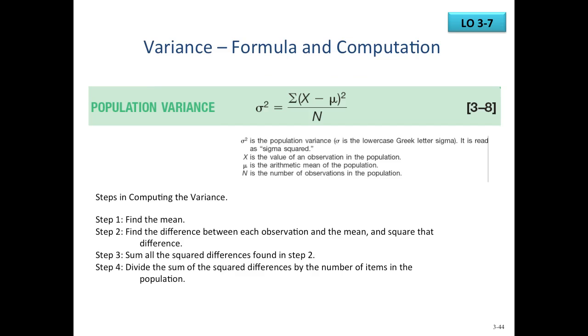And here is the formula, where sigma squared is the symbol for the population variance, and just sigma is the population standard deviation. So the steps in computing the variance: first you find the mean, then you subtract the mean from each observation. Those are called deviations. Then you square those deviations and sum all of them, and that's called the sum of squares, and it's represented by capital SS, and it's the sum of the squared deviations or differences from the mean.